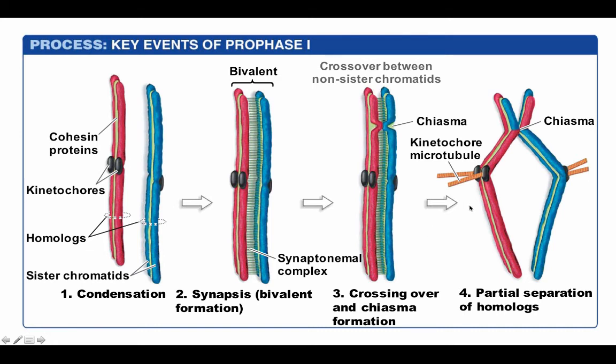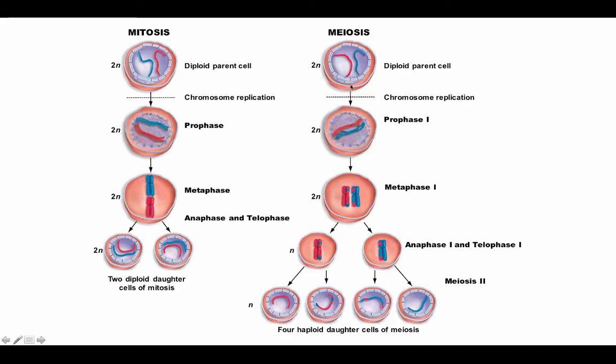So each one of these four chromatids ends up being distinct from each other. So here we see a comparison between mitosis and meiosis. In mitosis, you've got a diploid parent cell. The DNA replicates to form sister chromatids. In prophase, during mitosis, those two homologous chromosomes do not associate with each other.